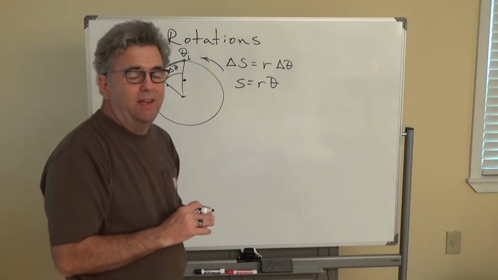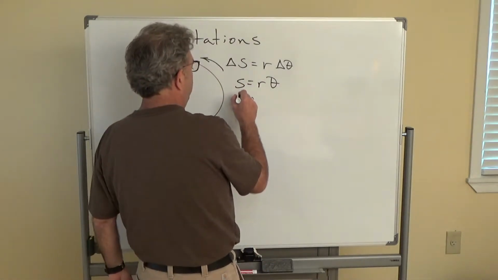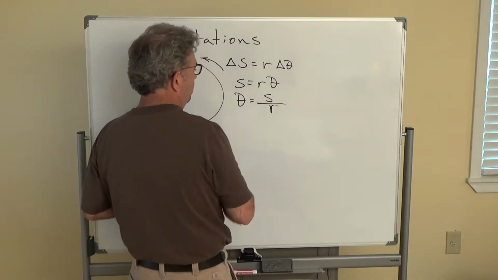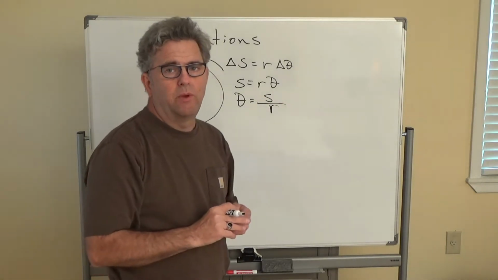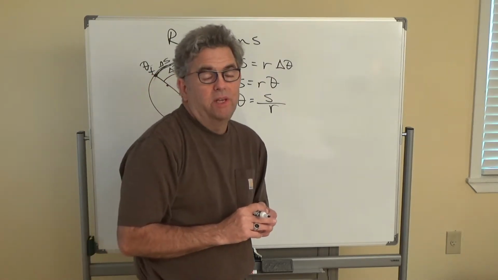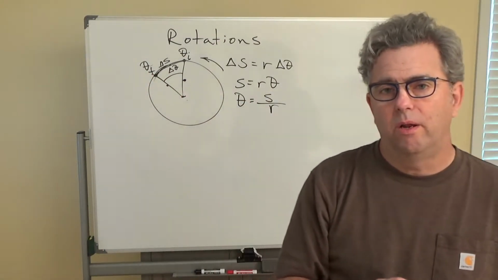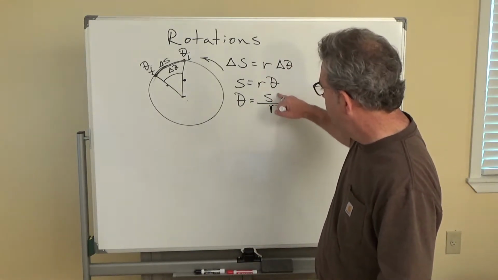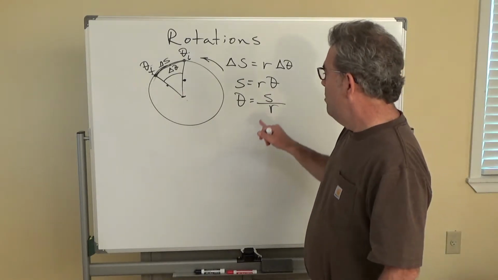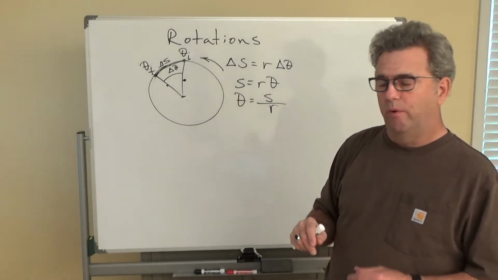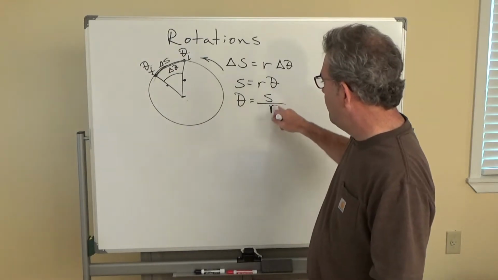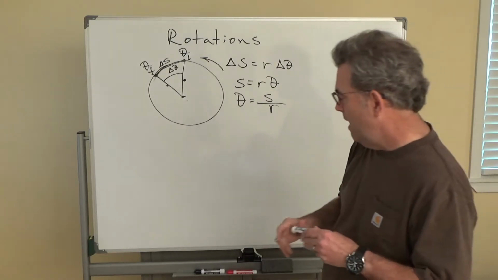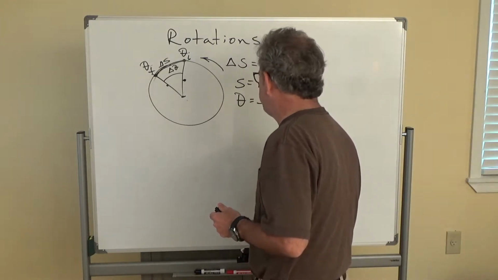Angle is defined as the ratio of arc length to radius. Okay? Angle doesn't have a unit. We call it radians, but it's actually unitless. These both have units of meters. But we understand that we're talking about a rotation or some angle, and that ratio of arc length to radius is angle in radians.